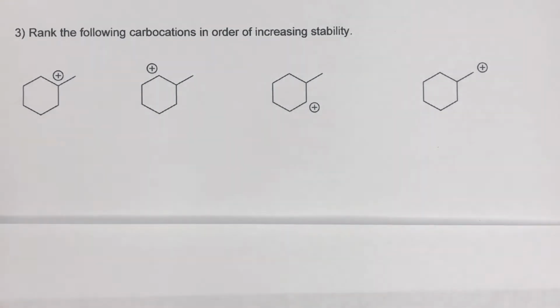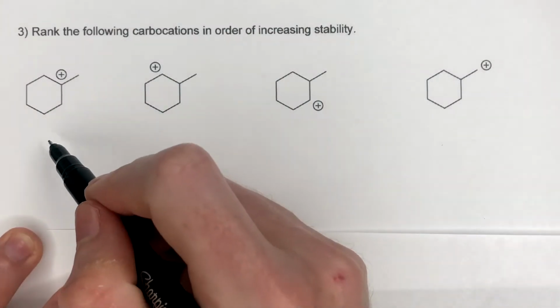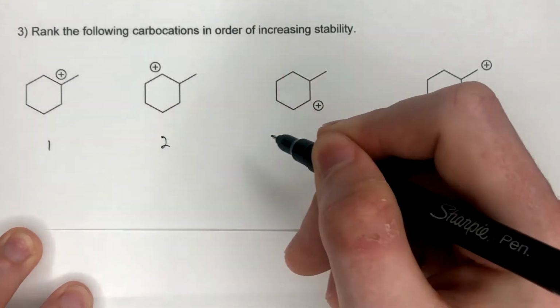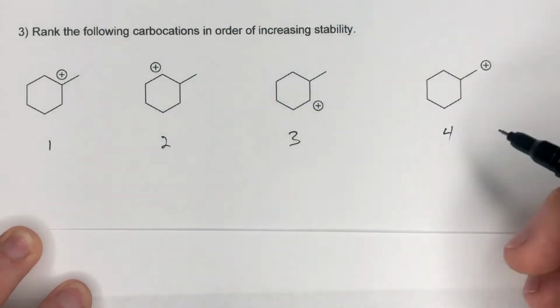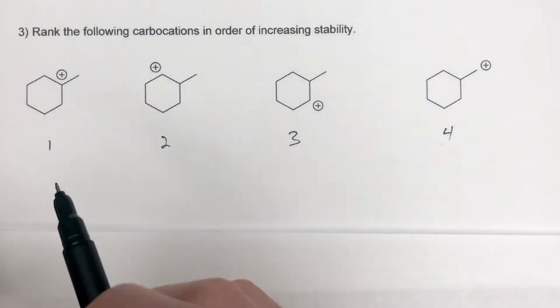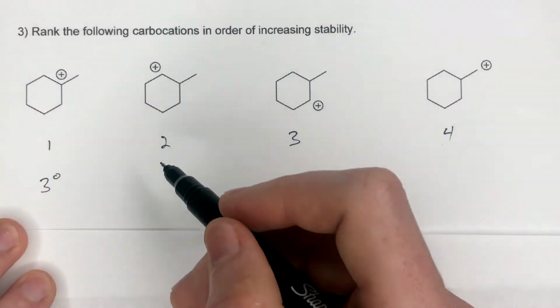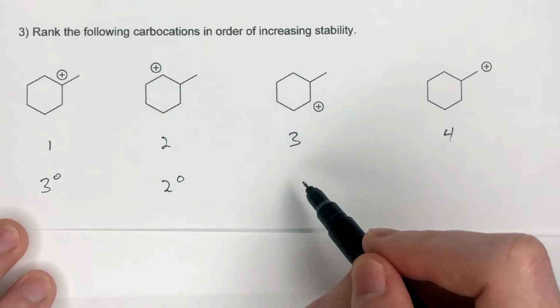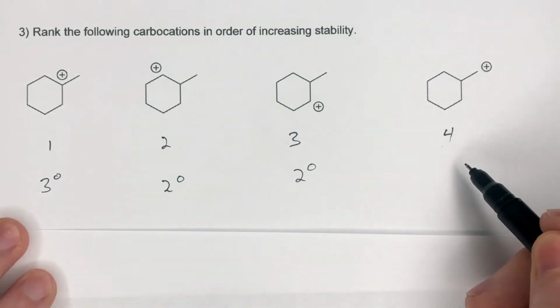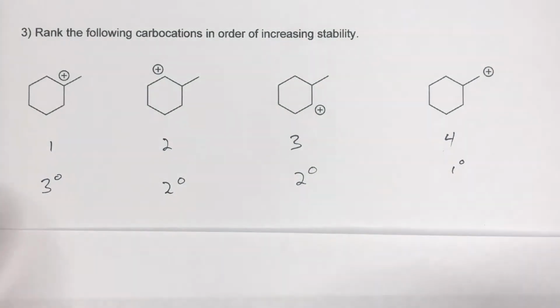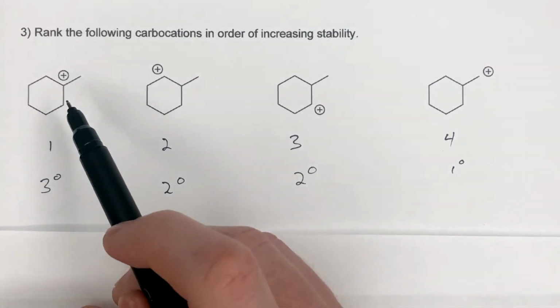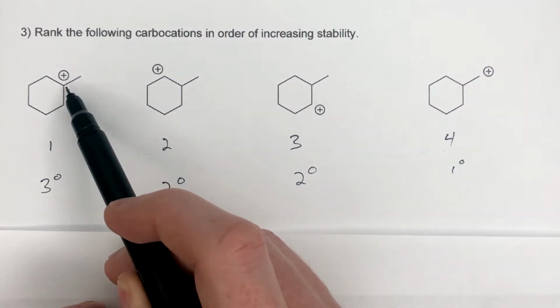Now, question number 3, we're asked to rank the following carbocations in order of increasing stability. So let's label these somehow. Let's call them carbocation molecules 1 to 4 from left to right. If we look at these, molecule 1 is a tertiary carbocation, 2 is a secondary, 3 is also a secondary, 4 is a primary, right? Now how we do that is we count the number of carbons bound at the carbocation.